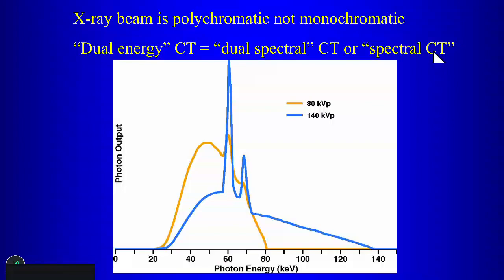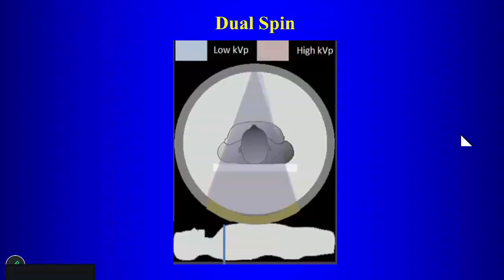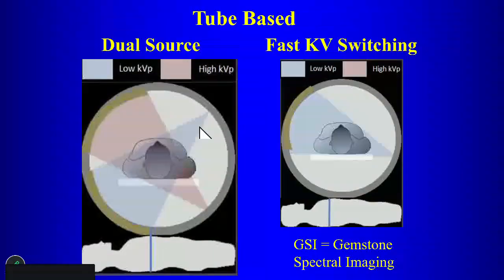So dual energy, dual spectral, spectral CT, this takes advantage of the different energies. A very old way of trying to do this would be to scan the patient twice, once with a low kV, once with a high kV, but of course you get misregistration artifacts with that. It's hard to keep the patient in the exact same position if you're going to bother to scan them twice.